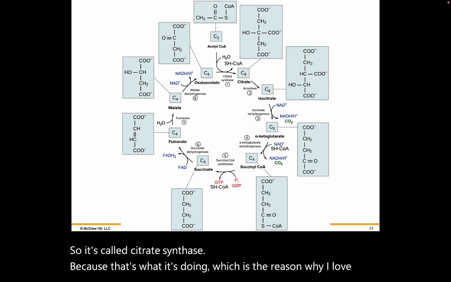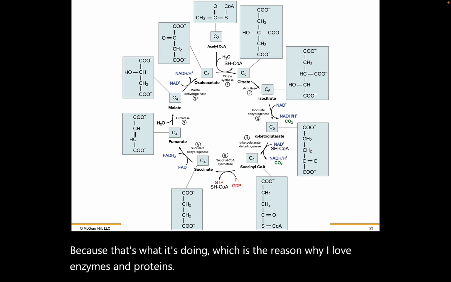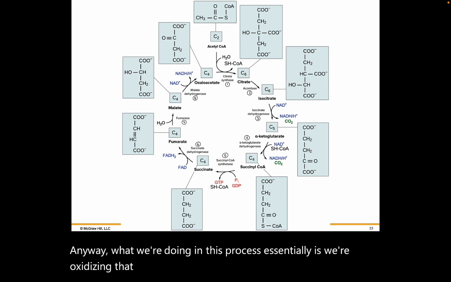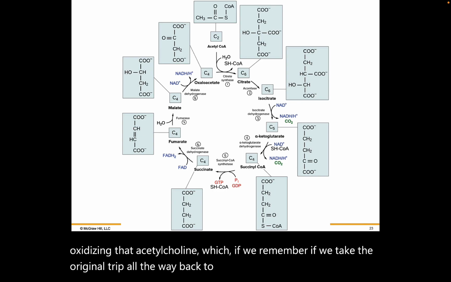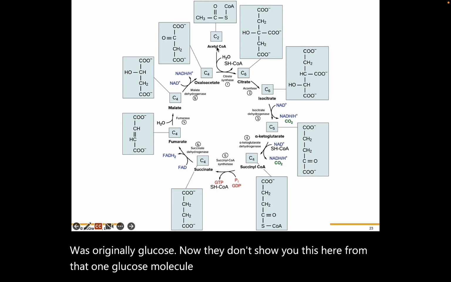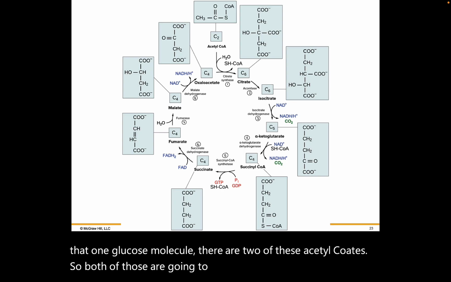which is the reason why I love enzymes and proteins. Anyway, what we're doing in this process essentially is we're oxidizing that acetyl-CoA, which if we remember, if we take the original trip all the way back to glycolysis, was originally glucose. Now, they don't show you this here, but from that one glucose molecule, there are 2 of these acetyl-CoAs. So both of those are going to feed into this. So this process happens twice.